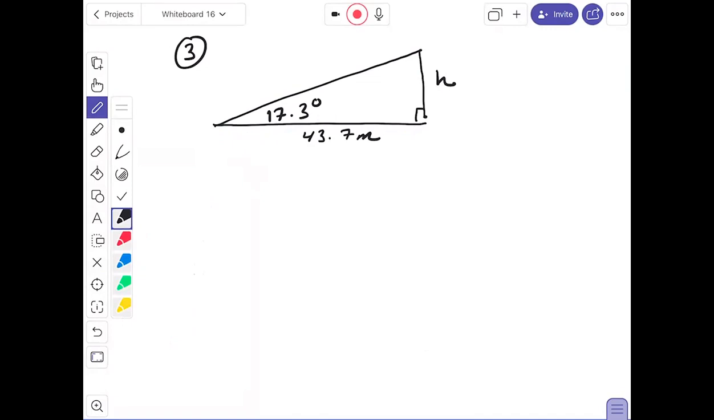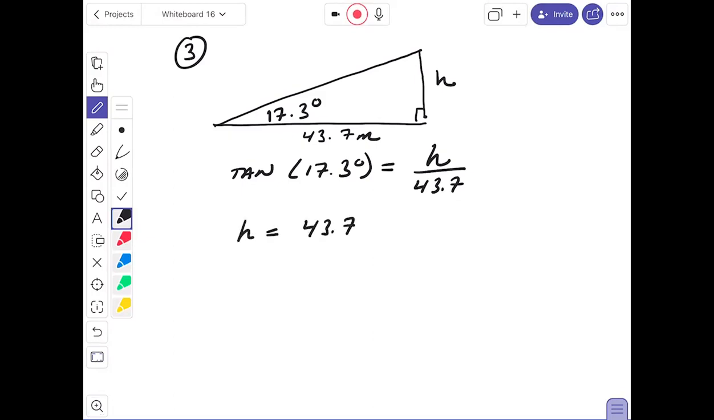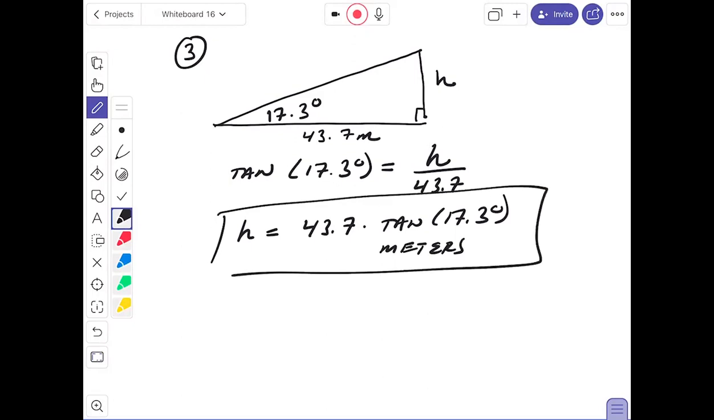I'm going to put the tangent down. Tangent of 17.3 degrees is equal to the opposite, which is h, over the adjacent, which is 43.7. Yes, h is going to be in meters. What's h? 43.7 times the tangent of 17.3 degrees. What's the unit on that? It's meters. Again, if this is an exam question, that would be a sufficient answer. Of course, I'm going to use my calculator.